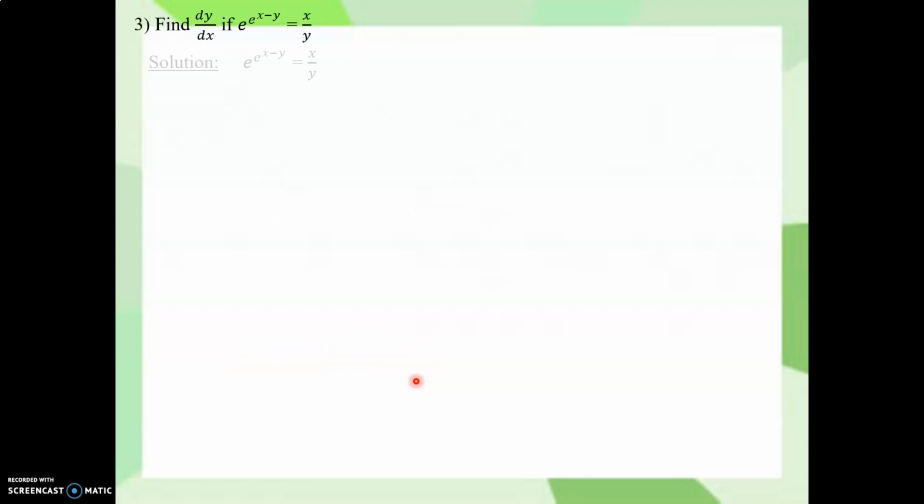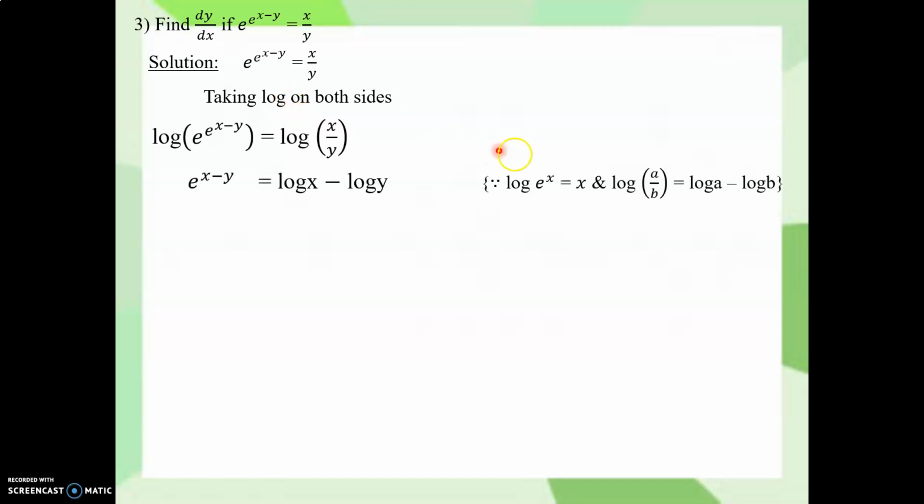Next question is, find dy upon dx if e raised to x minus y is equal to x upon y. This is exponential function and twice it is exponential function is given. So we'll take logarithm on both sides in this case. So log of e raised to x minus y is equal to log of x upon y. Now we know that log e raised to x can be written as x because logarithmic function and exponential functions are opposite functions and cancel, so you will get x.